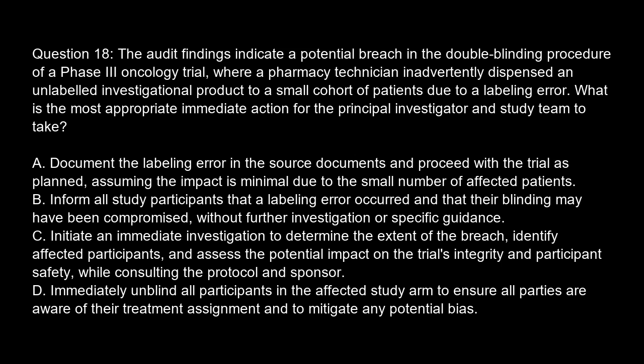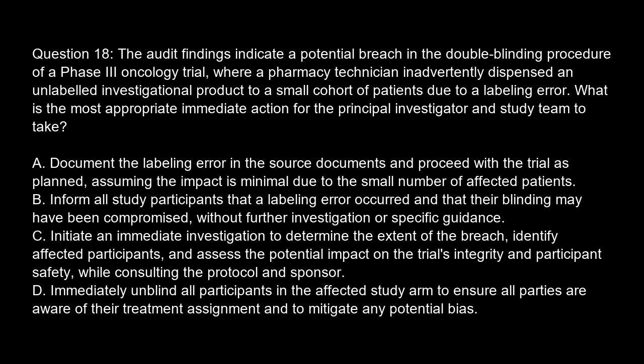Option A. Document the labeling error in the source documents and proceed with the trial as planned, assuming the impact is minimal due to the small number of affected patients. Option B. Inform all study participants that a labeling error occurred and that their blinding may have been compromised, without further investigation or specific guidance.